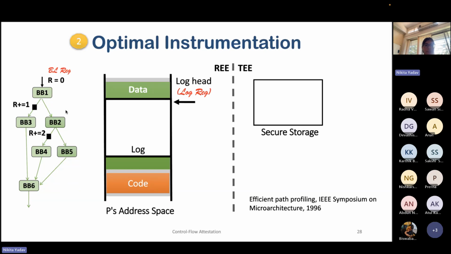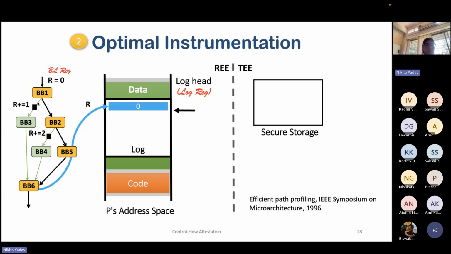For this particular example, if this yellow path is taken, then R is set to 0 in the entry basic block. Then on this path, there is no Ball-Larus instrumentation. So in the end, when basic block 6 finishes, that is the return instruction, you are going to store the value of R in the log. Here value 0 indicates that the rightmost path was taken. This path BB1, BB2, BB5, BB6 was taken.